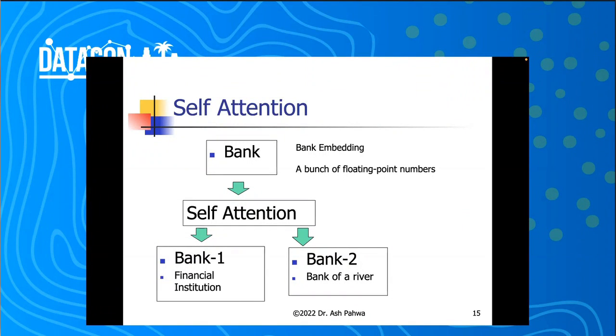Let's assume that we have 200,000 words in the English language. Each and every word will now be converted into a vector of floating point numbers. The vector size could be 200, 300, 500, or 750. In the case of BERT, it is 750 floating point numbers. Those 750 floating point numbers represent the meaning of the word bank. This thing basically started in 2013.